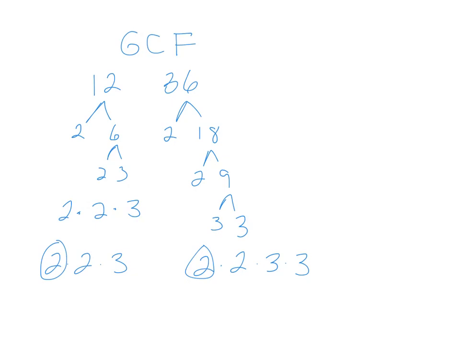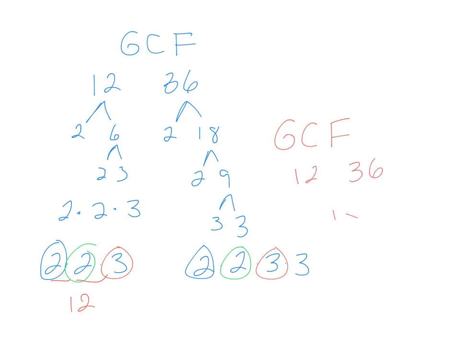We have another set of 2's, and we have a set of 3's. So 2 times 2 is 4, 4 times 3 is 12. So the greatest common factor between 12 and 36 is 12. So that's one way to do it.